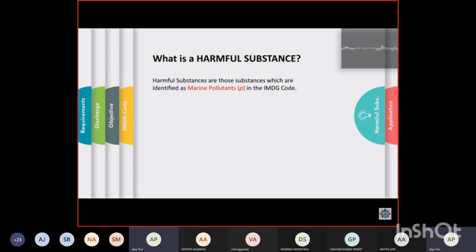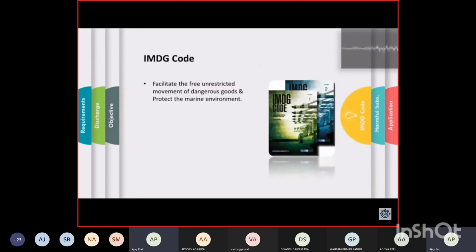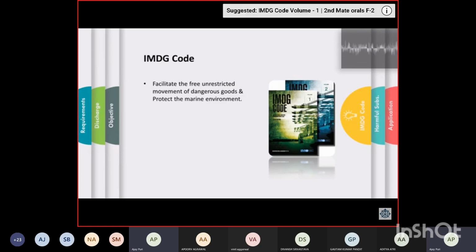IMDG code is the International Maritime Dangerous Goods Code. For those of you who don't know about the IMDG code, it is a set of 3 books which has to be carried and complied with at all times when a vessel is carrying dangerous goods in packaged form. So it basically contains a set of guidelines, instructions and regulations to facilitate the free and unrestricted movement of dangerous goods and protection of the marine environment.